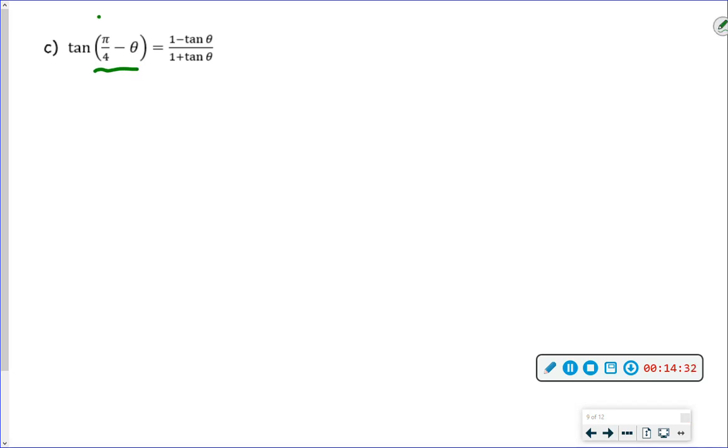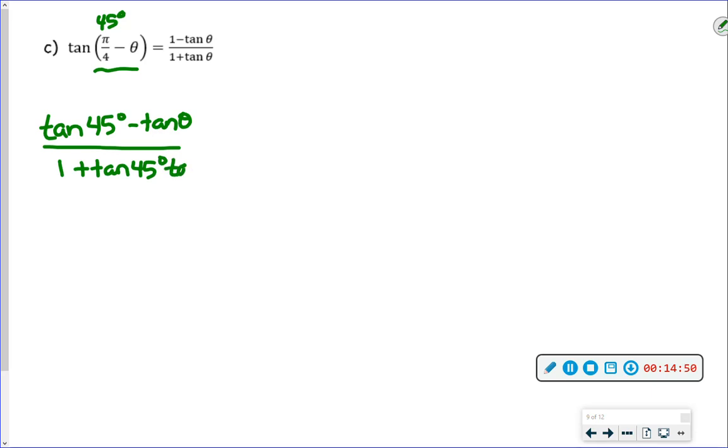Now, if it helps, pi over 4, think of it as 45 degrees. So I'm going to write out my tangent of a difference identity. Tan of the first angle minus tan of the second over 1 plus tan of the first angle times tan of the second. Looks like it's getting worse, but it really isn't. Now, tan of 45, hey, I can evaluate that. I can tell you on a 45, 45, 90 triangle what the tangent is.